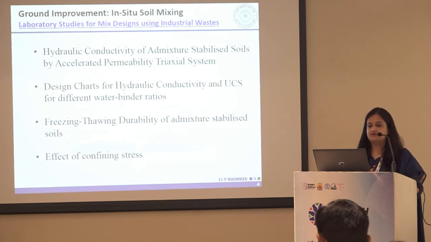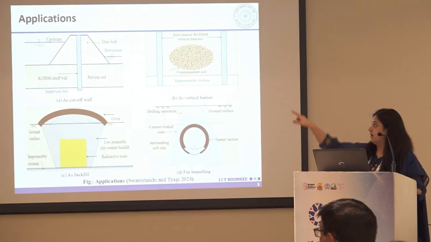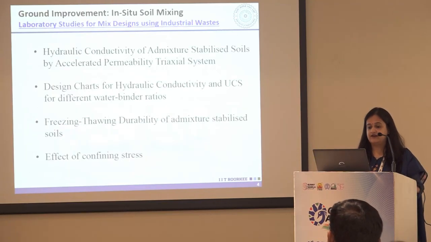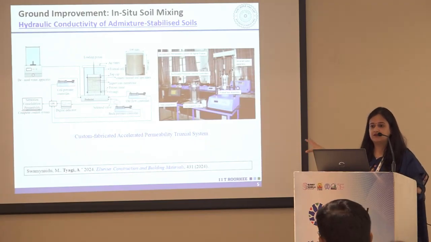So we also studied the freezing thawing durability, and we also studied the effect of confining stress, because these columns are basically going to be 30 to 40 meters deep. So the effect of confining stress is also there. So this is the custom fabricated accelerated permeability triaxial system.